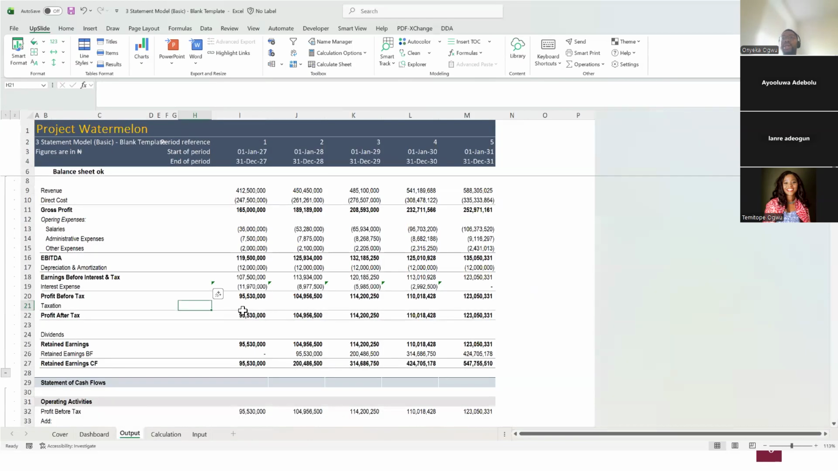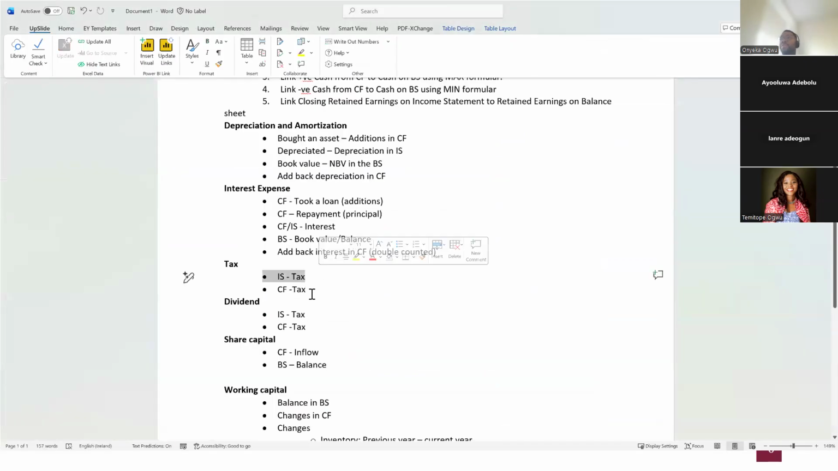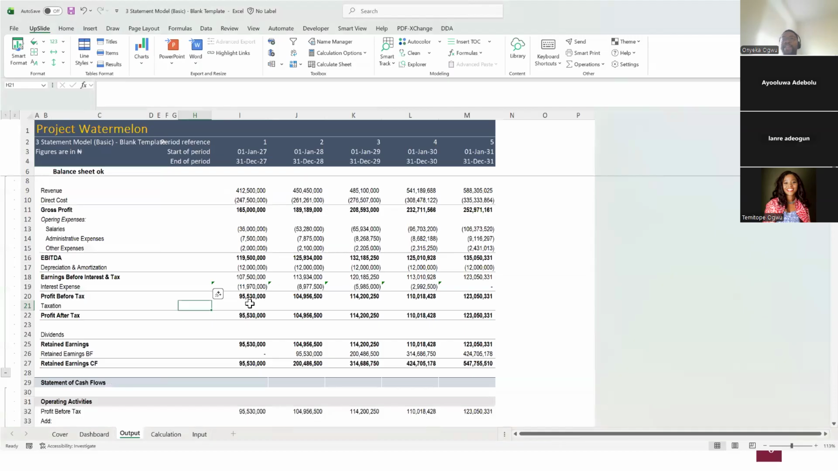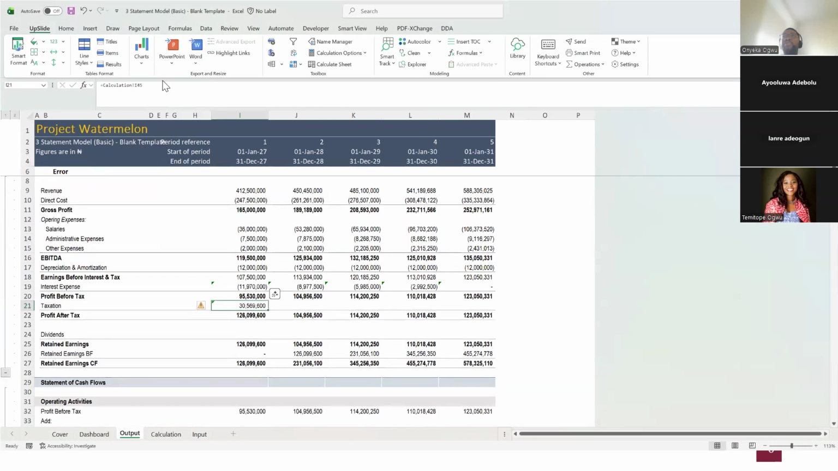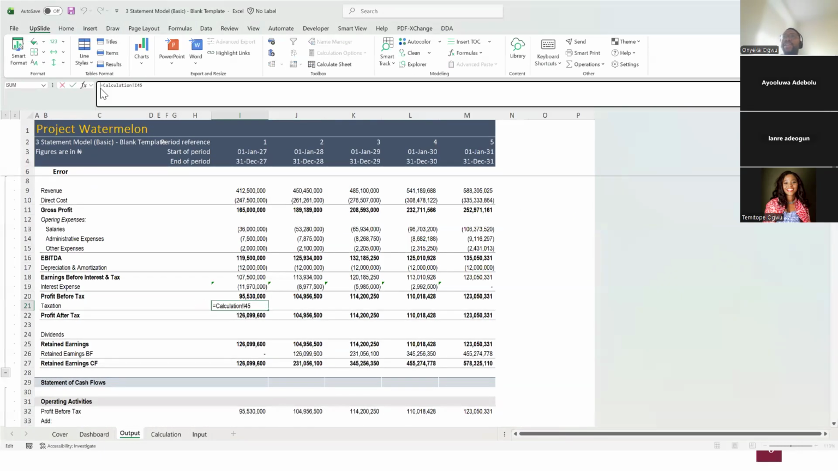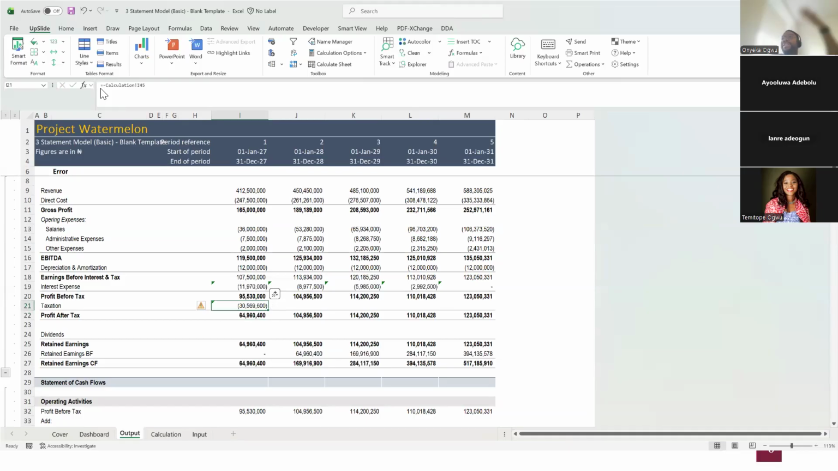So we have done our calculation for tax. The next thing is to do the taxation in the income statement and cash flow. First, the income statement. This is our tax for the year that we calculated, but it will be negative. Remember, tax is negative, because tax is reducing your profit. So we are putting tax in our income statement.